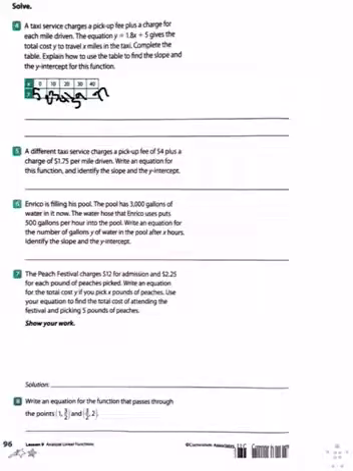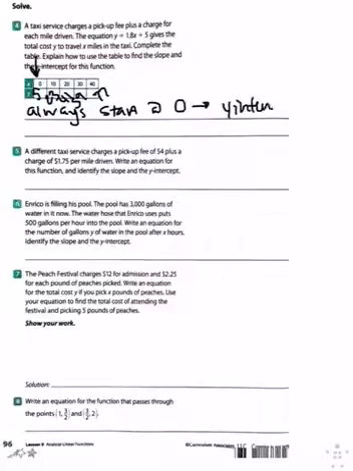Now, the y-intercept is always paired with 0. So when we start at 0, our y-intercept is 5. So we always start at 0. And so the y-intercept is 5.